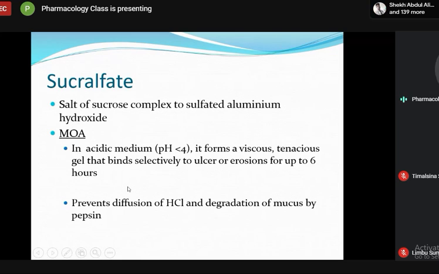So sucralfate at pH less than 4, that is in the acidic medium, forms the gel-like structure selectively towards the ulcer or the erosions. And that lasts for up to 6 hours, and that will prevent further damage by the HCl, the acid, or by the pepsin.